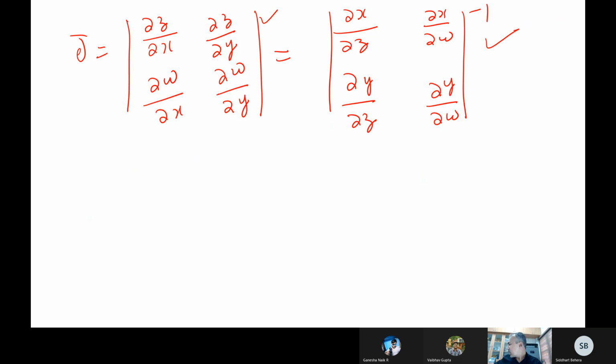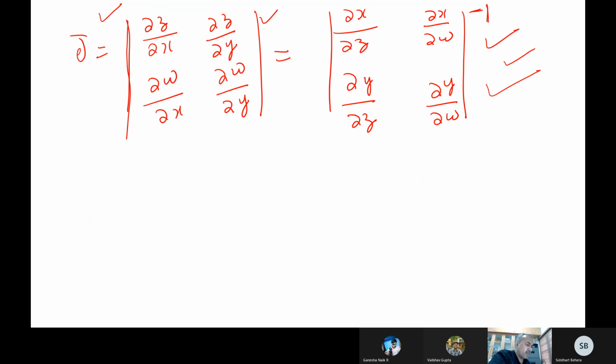Sometimes one of them may be easy to find, and in some problems the other may be easy. Suppose this is difficult, then what you can do is find it from the other method, take the inverse, and substitute it in the previous expression itself. So this is how we calculate.